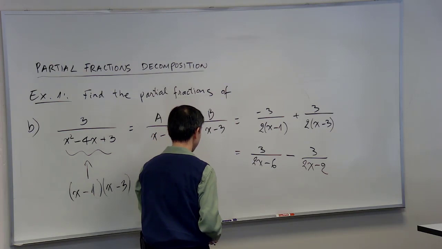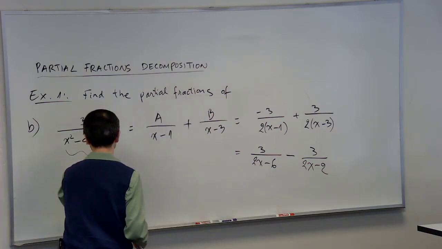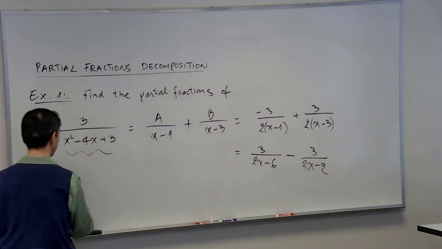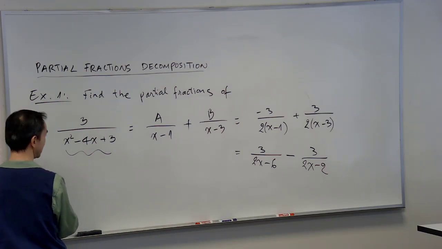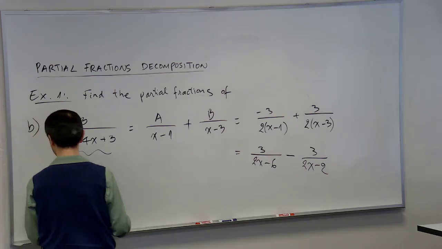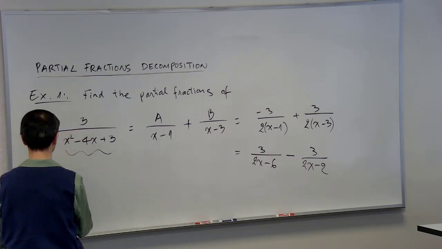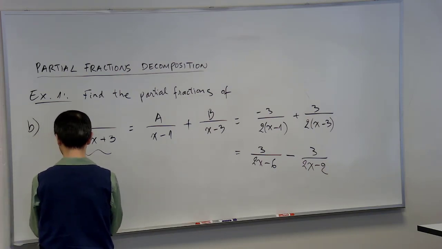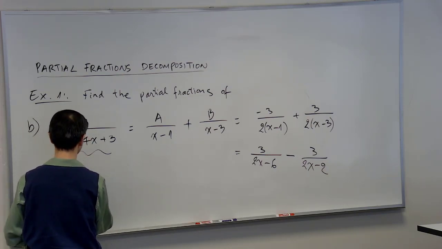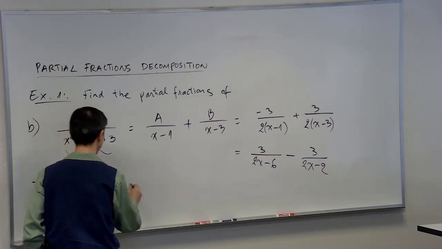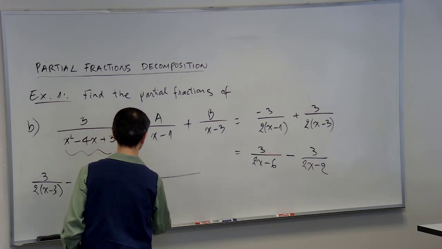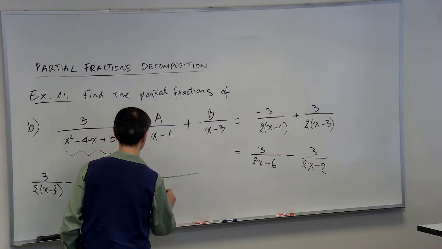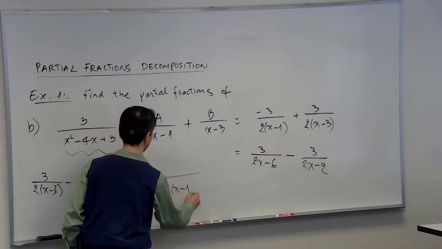Right now we found minus 3 halves for A. Your 3 over 2 times x minus 1, like that. Oops, minus 3 over 2 times x minus 1. You can make the common denominator 2 here, right? x minus 3, x minus 1.